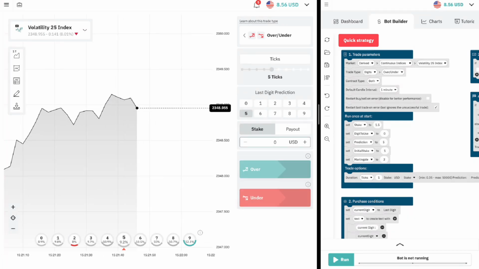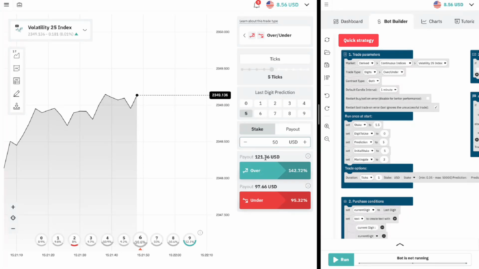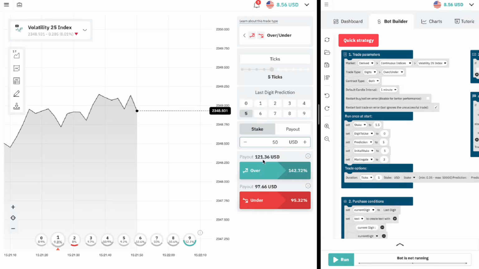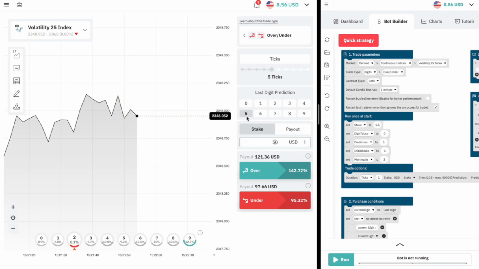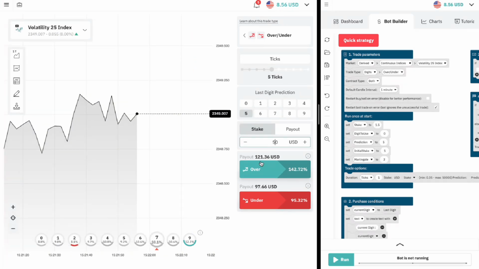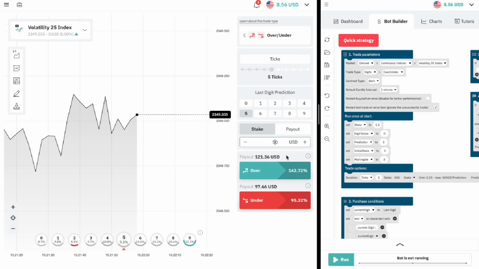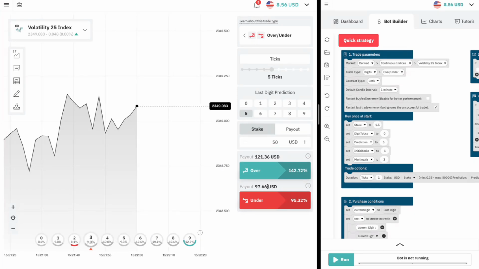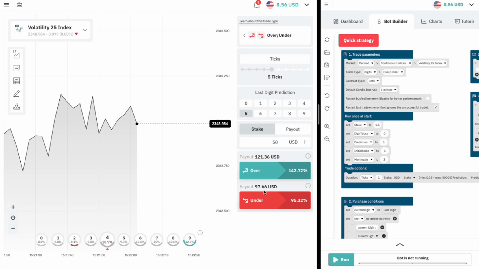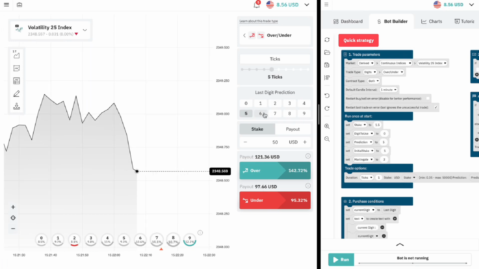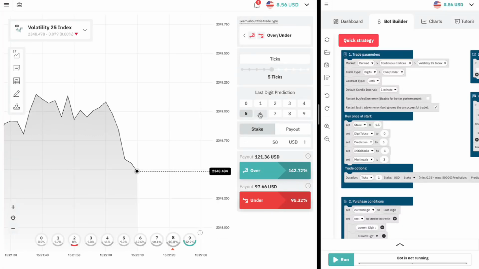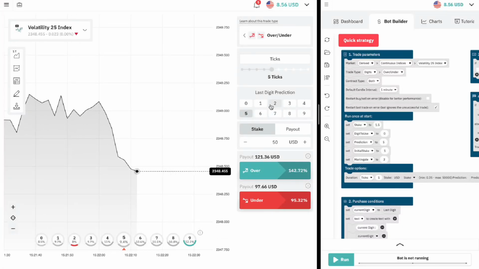There's something I wanted to see here. $50. If I trade over 5, I make 121. If I trade under 5, I make 97. Not sure why. Why does over 5? 1, 2, 3, 4. 1, 2, 3, 4, 5.